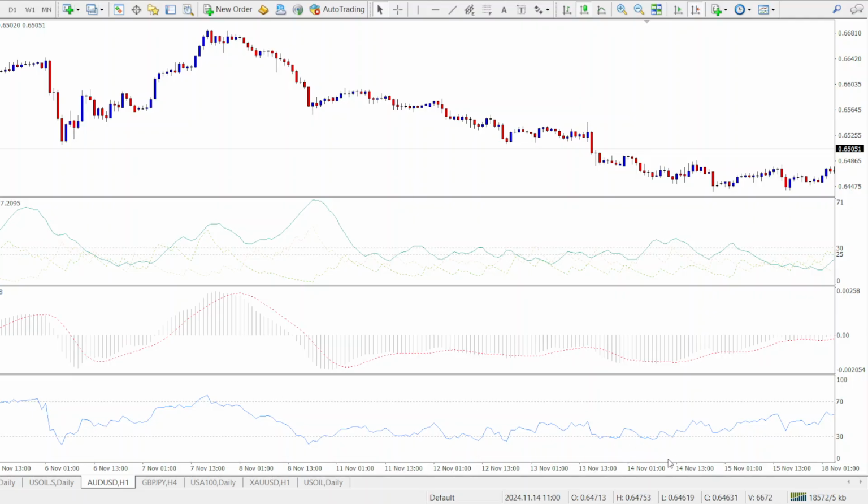Okay, and then finally the RSI, it shows whether a currency pair is overbought or oversold. It oscillates between 0 and 100, with levels above 70 considered overbought and levels below 30 considered oversold. So together, these indicators form a powerful trio that can give you clearer signals for entry and exit points.